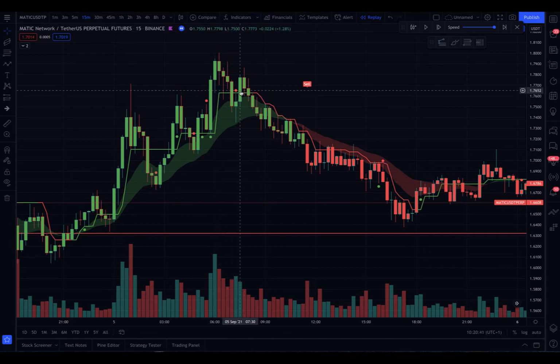Another important thing is this green line, which is called trend tracer. When it changes color from green to red, this also identifies a possible change of trend taking place. That's signal number 3.